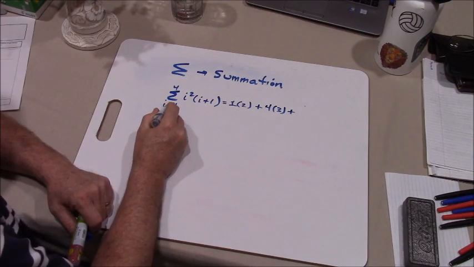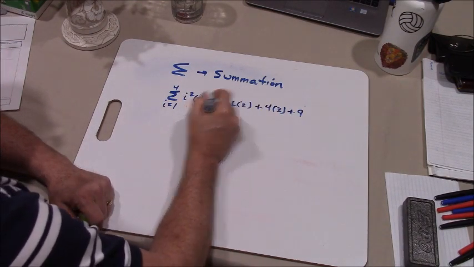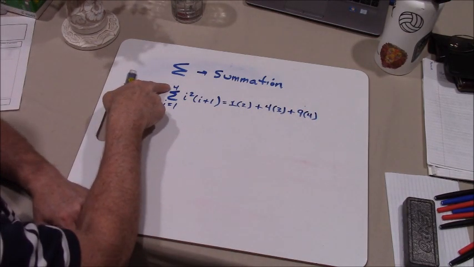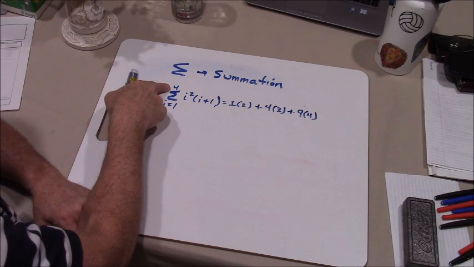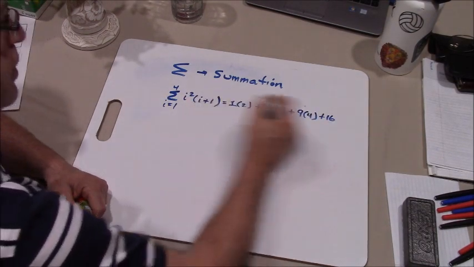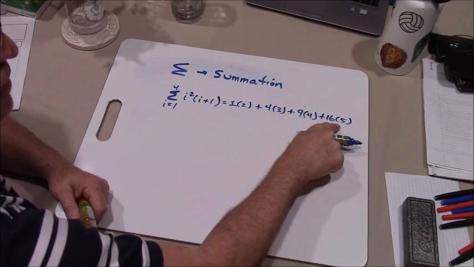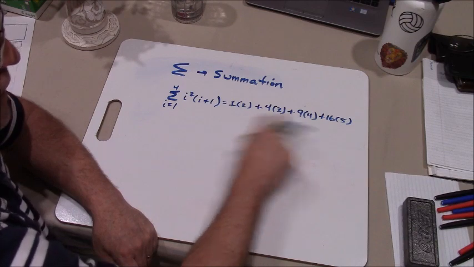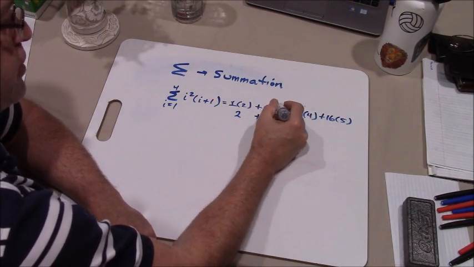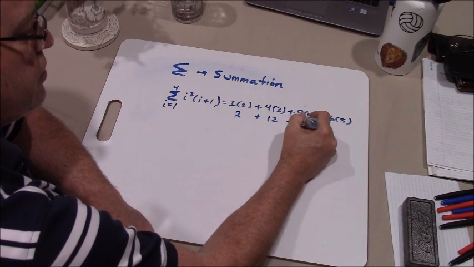And then I'm going to let i equal 3. So if you square that, you get 9. 3 plus 1 is 4. And then the last number I plug in is 4. So 4 squared is 16. 4 plus 1 is 5. Now I have to figure out what each of those answers is going to be and then add all those together. So 1 times 2, that's 2. 4 times 3, that's 12. 9 times 4 is 36.